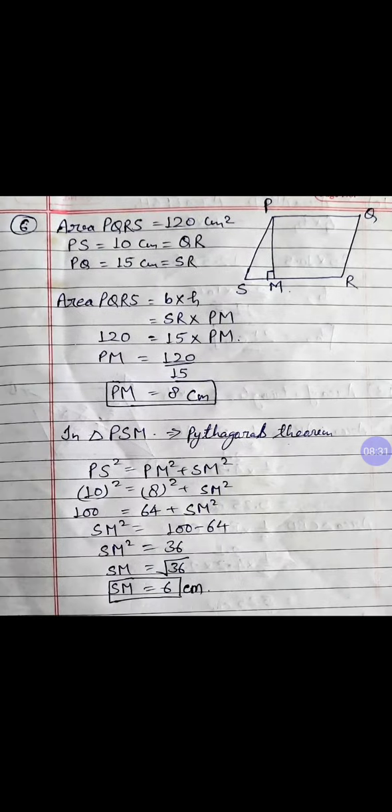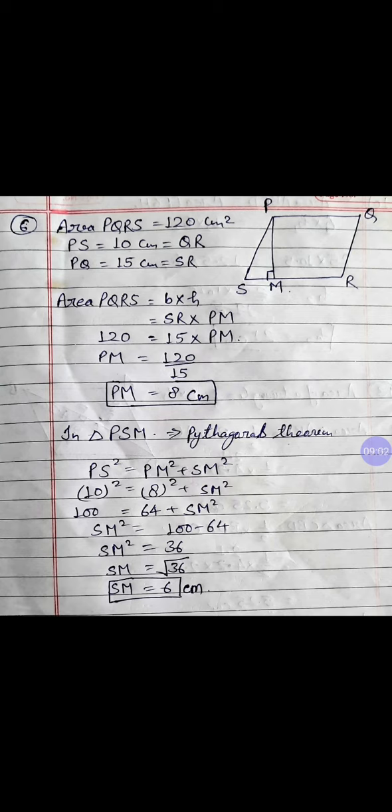Now let's move to question number 6. PQRS is a parallelogram of area 120 centimeter square. If PS is 10 centimeter and PQ is 15 centimeter, find the measure of SM and altitude PM. Here we see that we have made a parallelogram PQRS, and we have drawn a perpendicular from point P, PM. Okay. Area of PQRS is given as 120 centimeter square, PS is equal to 10 centimeter.